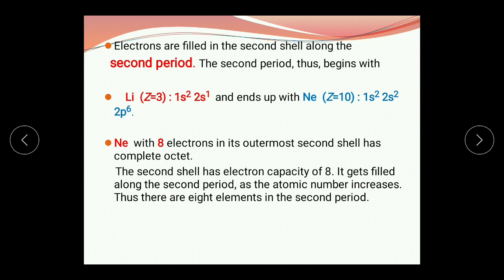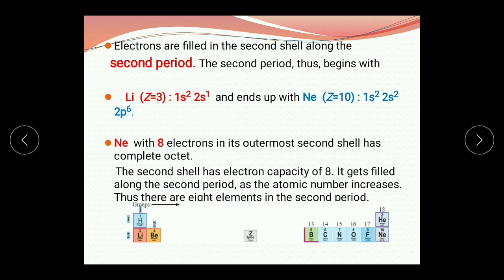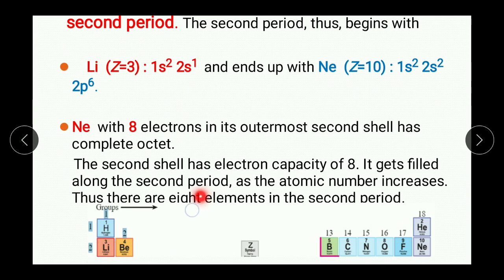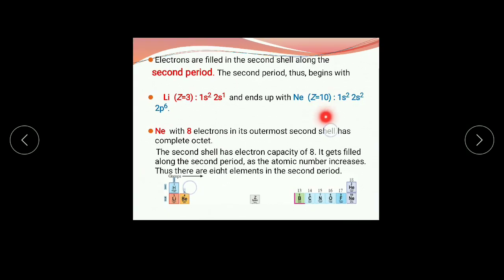The second shell has an electron capacity of 8. It gets filled along the second period as the atomic number increases. Thus, there are 8 elements in the second period. And this is your first and second period. Can you see here? The second period begins with lithium, then beryllium, boron, carbon, nitrogen, oxygen, fluorine, and the last element is 10, that is neon, with complete octet. Neon 1s2, 2s2, 2p6. So this is all about the second period.